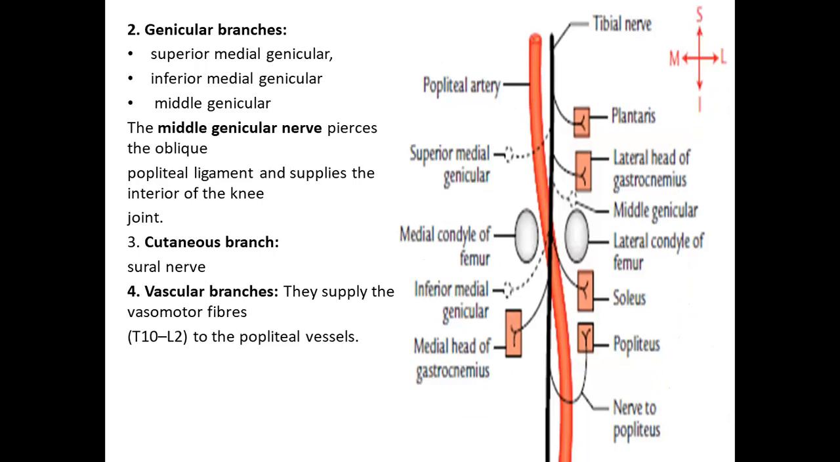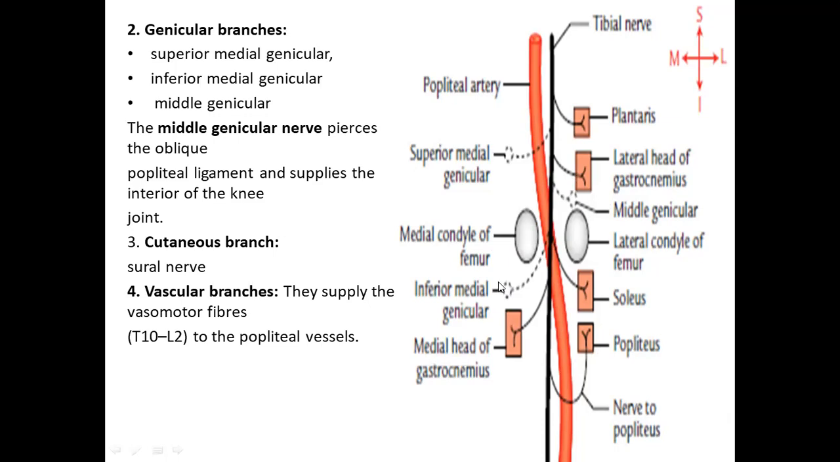talking about the genicular branches, as we have already seen, genicular means the branch that will supply the joint. So we have three genicular branches here. You can see we have the superior medial genicular, this one. You have the middle genicular, this one, and we have the inferior medial genicular branch.